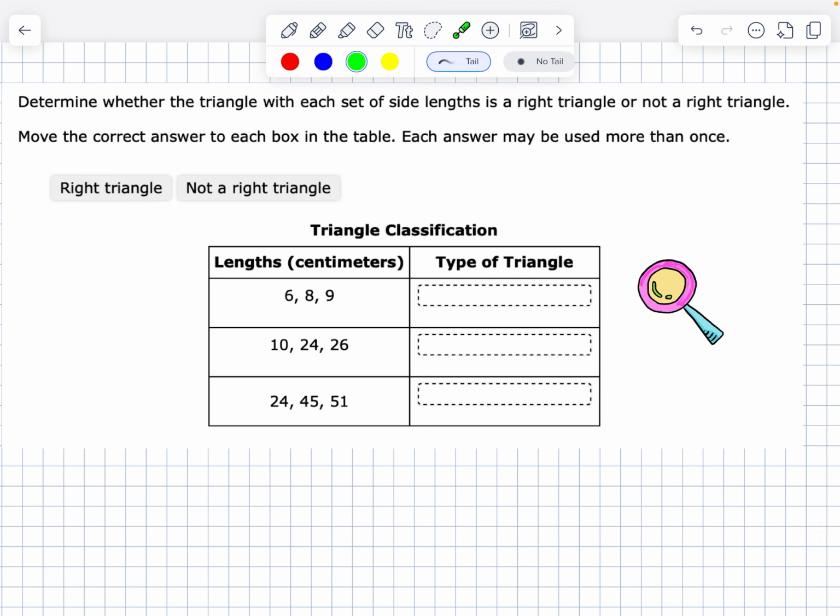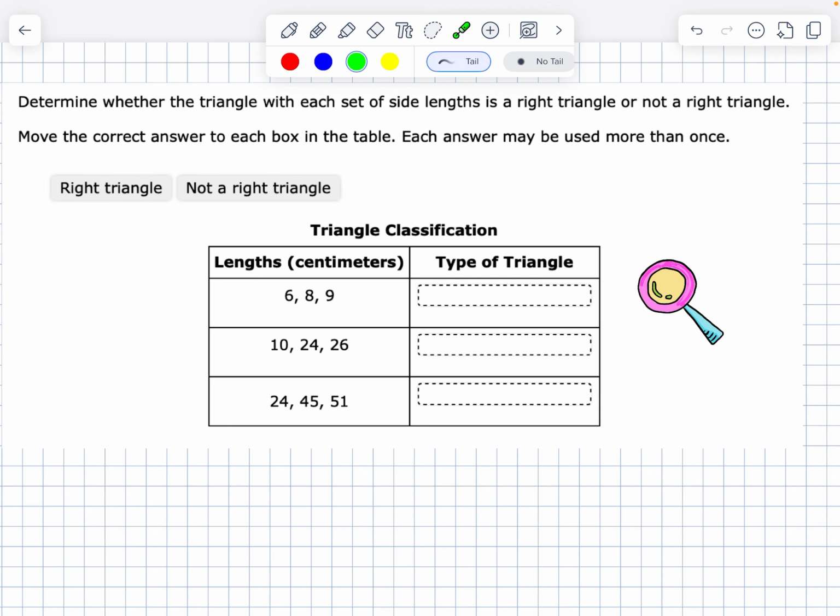So let's look at the first one. The 6, 8, 9. So the hypotenuse is always your longest side, and that's always going to be C in your Pythagorean theorem. Let me write that out. So it's just a squared plus b squared is equal to c squared. So C is always your longest side. It doesn't matter which ones you label A and B. Okay, so let's just go ahead and solve this.